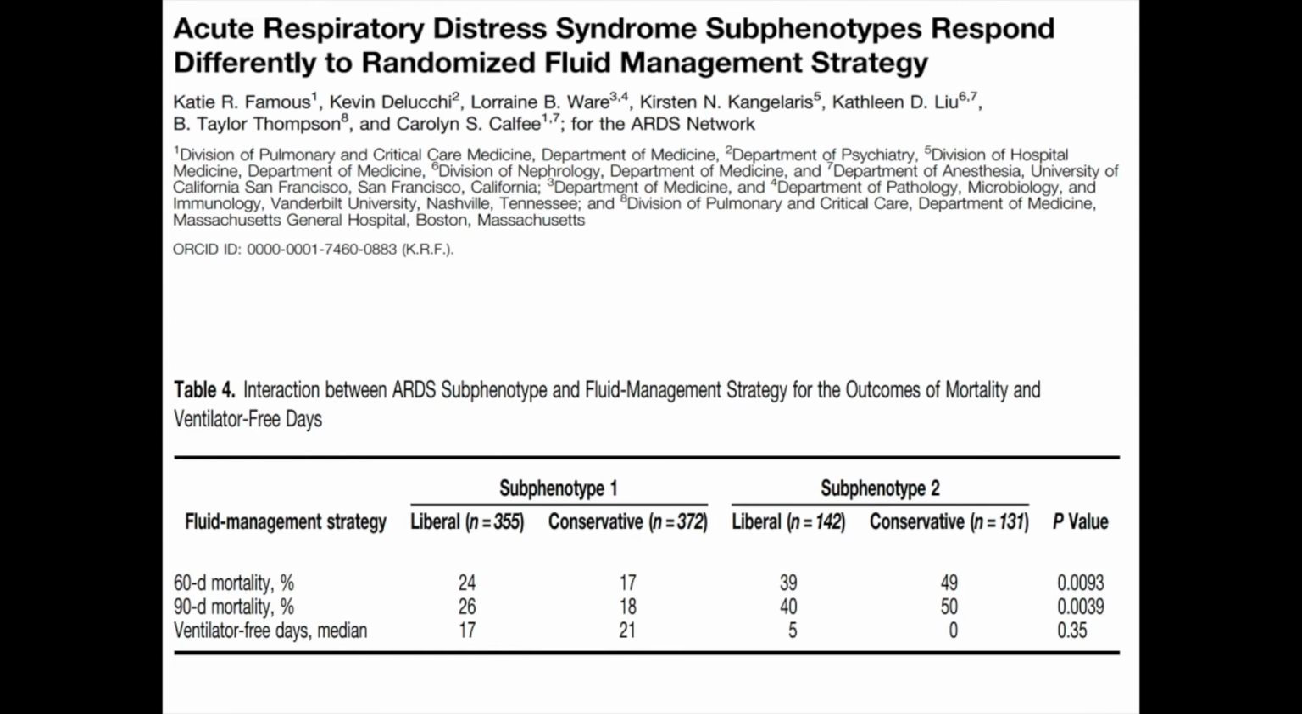Now let's see how the fluid resuscitation and the FACTT fluid management worked. Here we can see that in phenotype 1, the conservative fluid management strategy had a better outcome, with lesser 60-day and 90-day mortality and better ventilator free days. In phenotype 2, we see that the conservative fluid management strategy fares worse. Here we see a higher mortality rate if we are giving conservative fluid management strategy in hyperinflammatory ARDS.